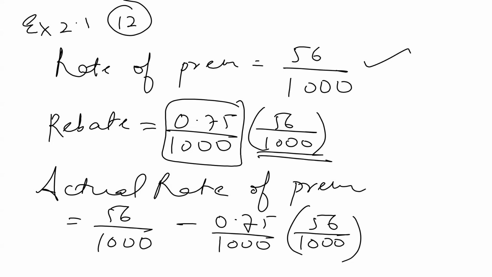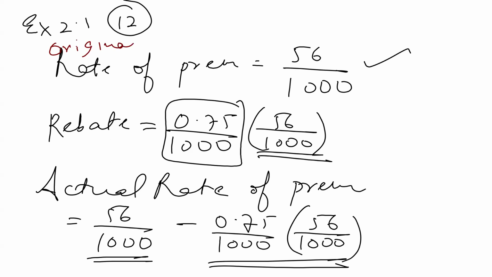So actual rate is equal to, it's modified now. Original rate minus the rebate which we have calculated. Okay. So we'll just reframe certain things over here. We'll write for the sake of the exam paper correctors' perspective. So original rate of premium is equal to 56 by 1000. We'll just reframe it, and then finally we'll calculate the actual rate of premium.